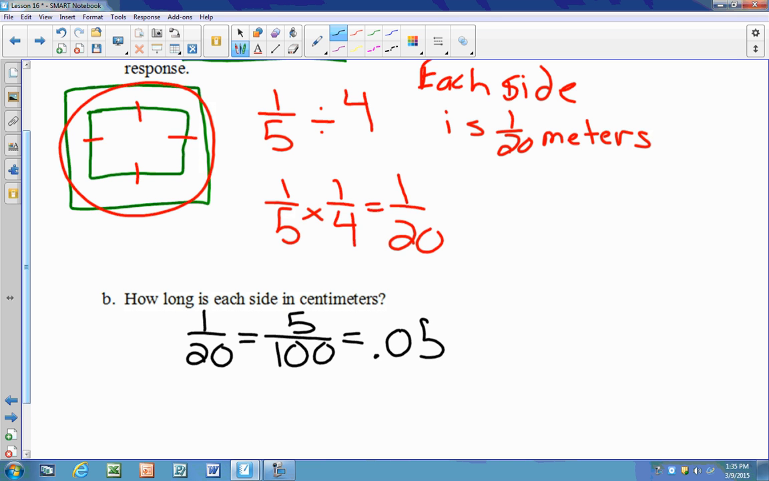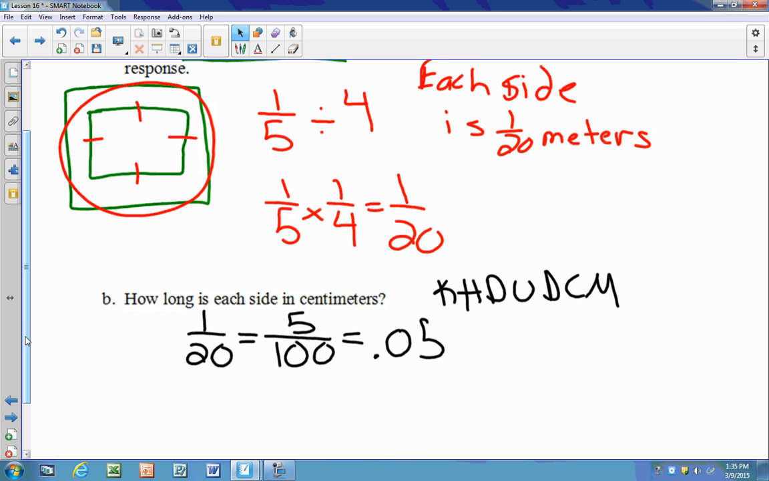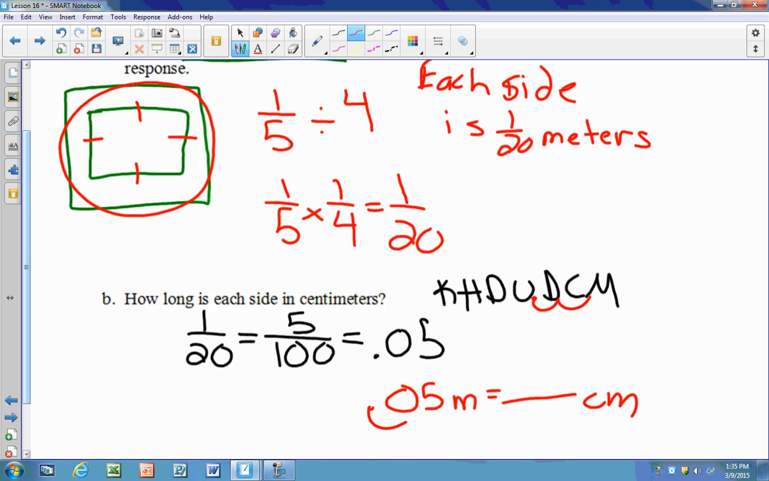And now we're going to use our King Henry. And we're going to take this and we're going from meters. So we have 5 meters. We want to turn it into centimeters. So we're going to start here. We're going to jump 1, 2. So it would be worth 5 centimeters. So each side is 5 centimeters.